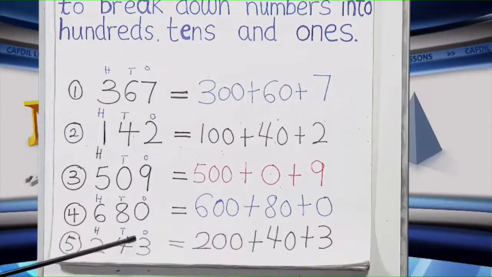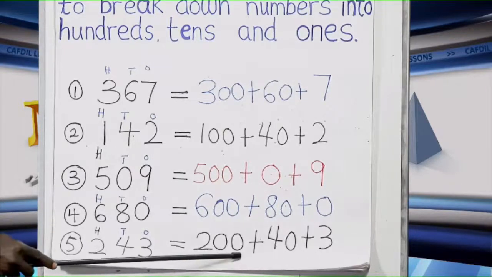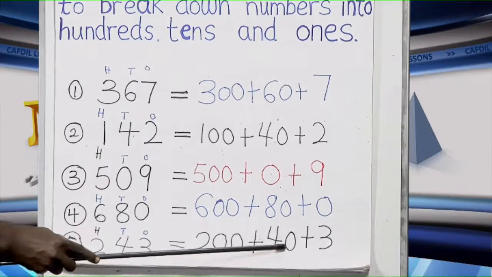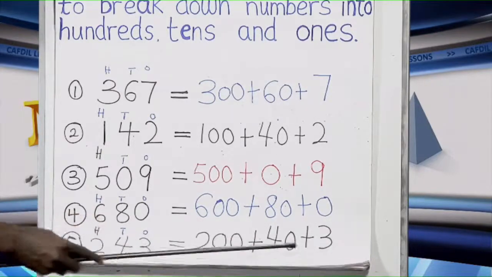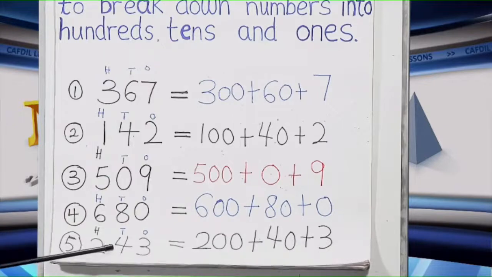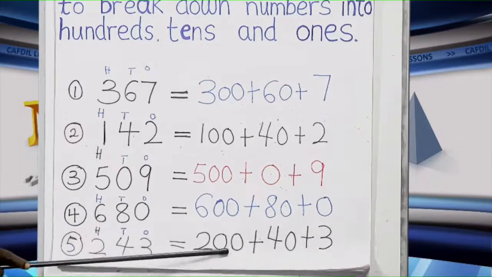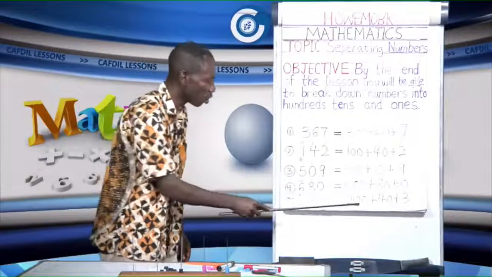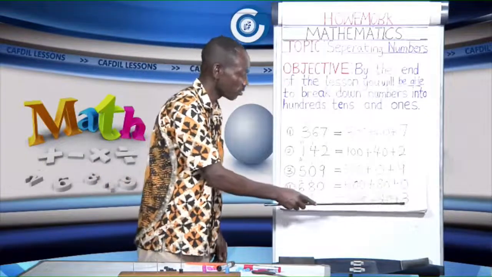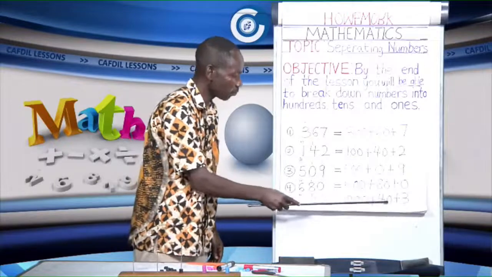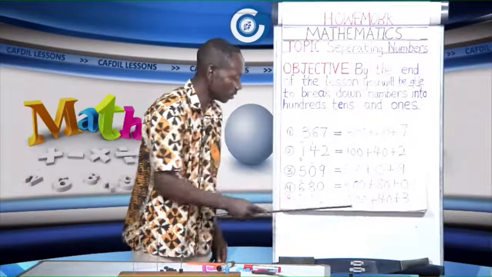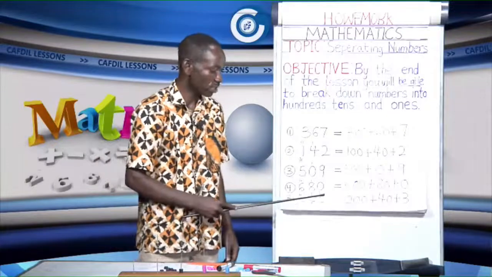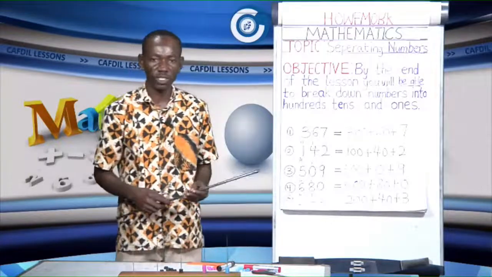For 243, we have been able to separate it to 200 plus 40 plus 3. And this gives us 243. Repeat after me. 243. So we have 200 plus 40 plus 3. And that gives us 243. I hope you have enjoyed today's lesson.